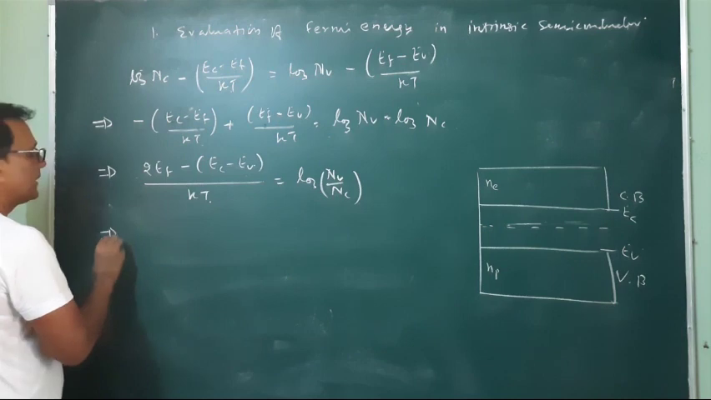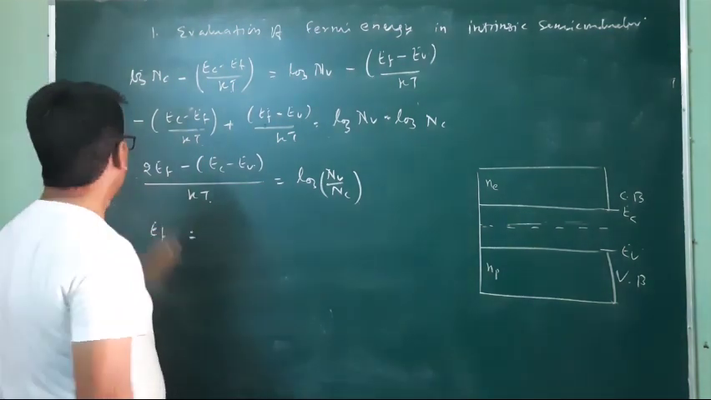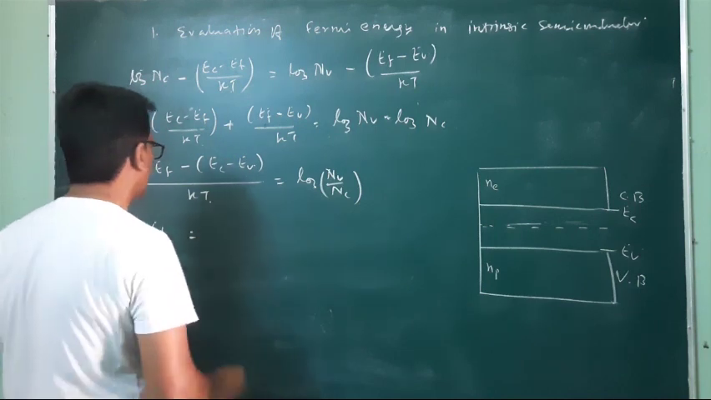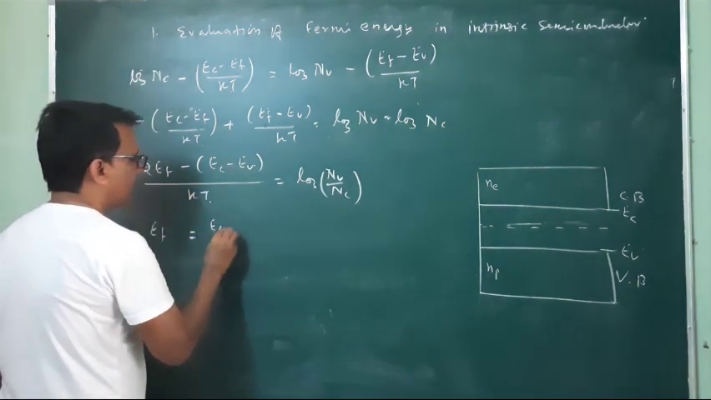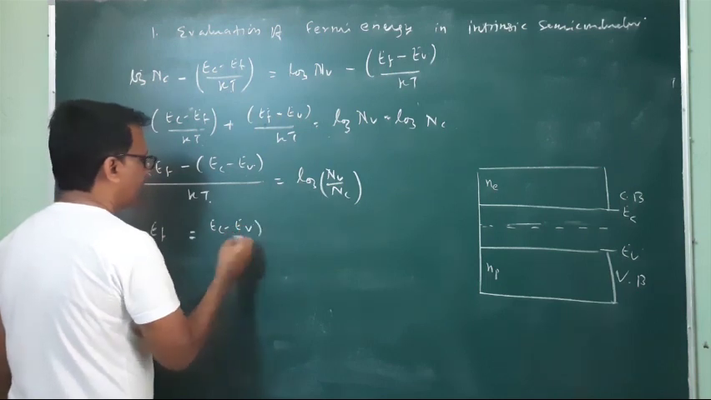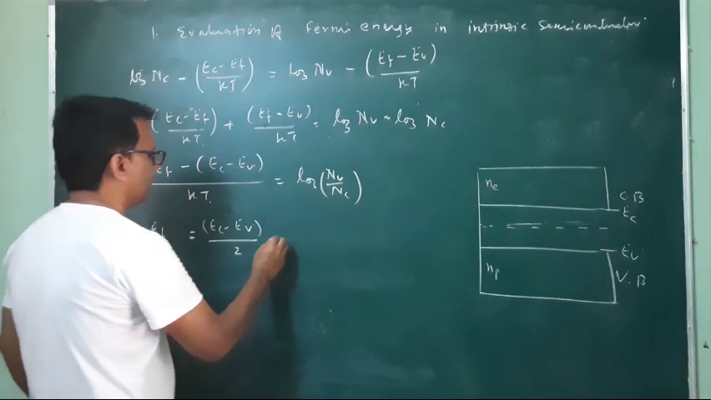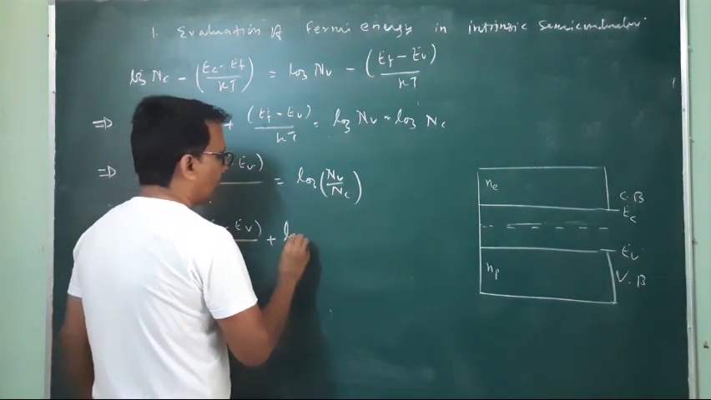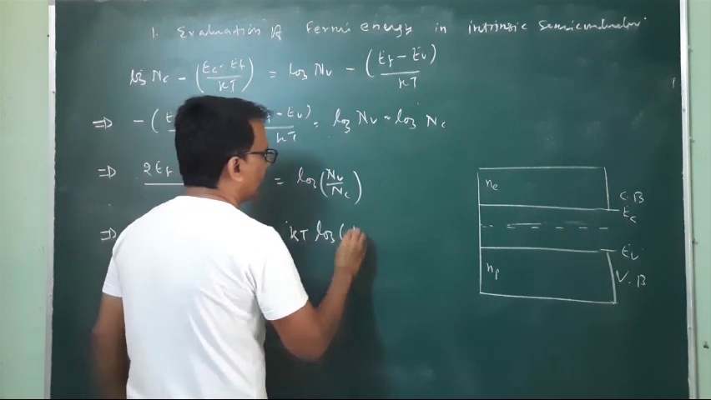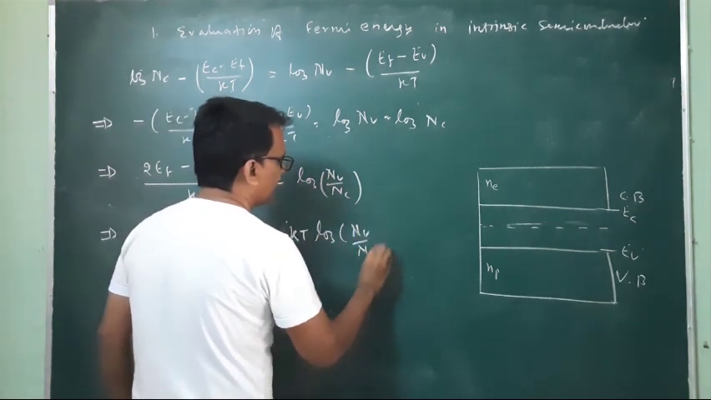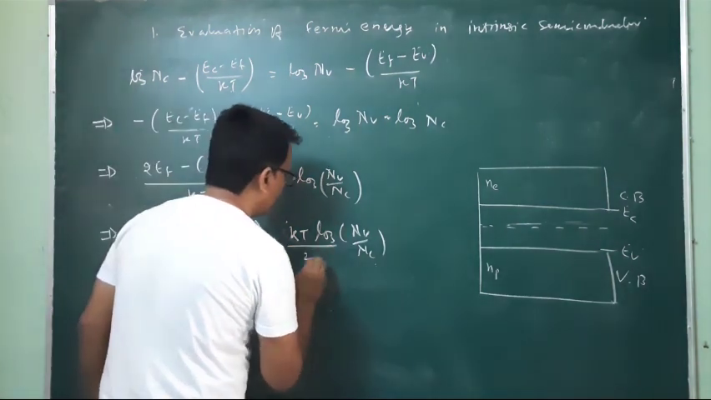One can further calculate E_f, which is equal to (E_c plus E_v) divided by 2, plus kT log of N_v by N_c, again divided by 2.